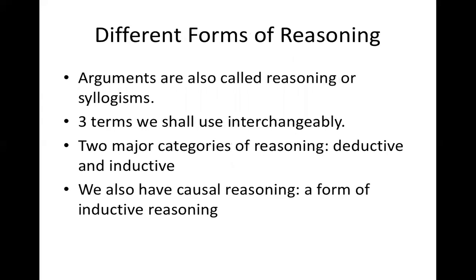Different forms of reasoning. Arguments are also called reasoning or syllogisms. That is, when we argue, we are reasoning. And then our arguments are also called syllogisms. So we'll be using the three terms interchangeably. Now, there are two major categories of reasoning. We have deductive and inductive. This class is for deductive reasoning. We also have causal reasoning, but it's a form of inductive reasoning.